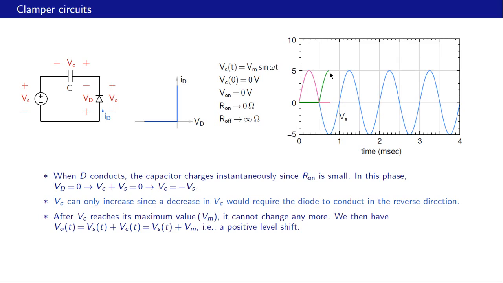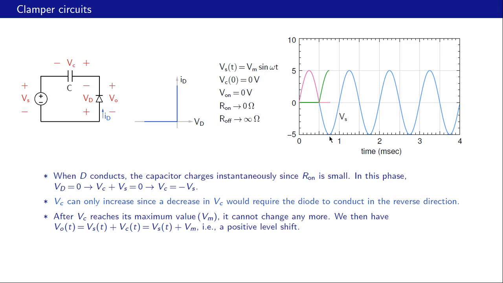What about the output voltage during this interval? Now the diode is conducting in this interval, and therefore there is no voltage drop across the diode, and the output voltage is 0, and that is what we see over here. And now we note that the highest value that Vc can acquire is the negative of the lowest value of Vs, the input voltage, and it has already achieved that.